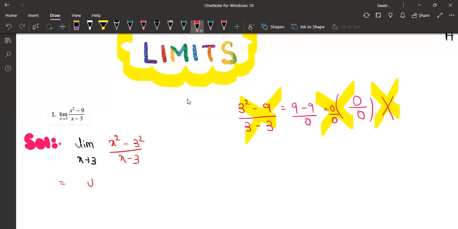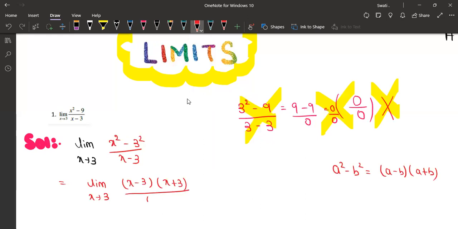Now I can clearly see that in the numerator, we are having a formula a square minus b square. We all know this formula a square minus b square. It is simply a minus b times a plus b, right? So a minus b, that means x minus 3, a plus b, that means x plus 3. Now we have x minus 3 in the denominator as well. Clearly, this and this will get cancelled. So we are left with just limit x tends to 3 and then x plus 3. Now you can see that if you put the value of x, it will not be an indeterminate form. That is why this will become 3 plus 3, that is 6. So this is the first solution. Now let's move to the next.